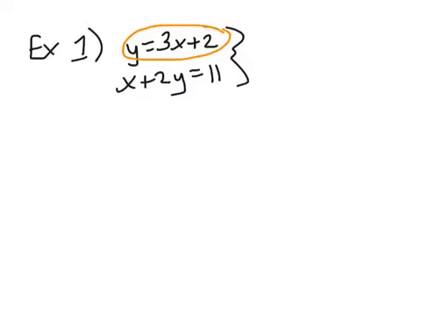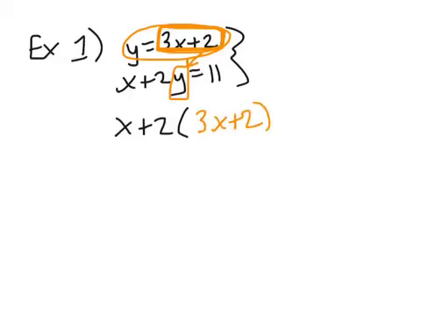Since y equals 3x plus 2, and my second linear equation says x plus 2y equals 11, well, I have a y right here. So what I'm going to do is take what y equals in the first equation and plug it into my y in my second equation. So that means I'm going to have x plus 2, but then instead of putting y in there, I'm going to put 3x plus 2, equals 11. So all I did from here to here is substitute a new expression for y.